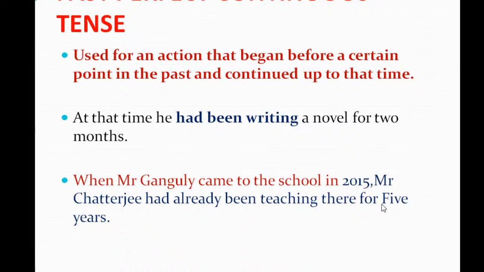At that time, he had been writing a novel for 2 months. At that time, referring to a particular time. What time? At that time. He had been writing a novel. Had been writing. तो हम लोग को मालूम है कि हम लोग जब भी had यूज करते थे तो had को हम लोग क्या यूज करते थे? V3 के साथ. Had written.